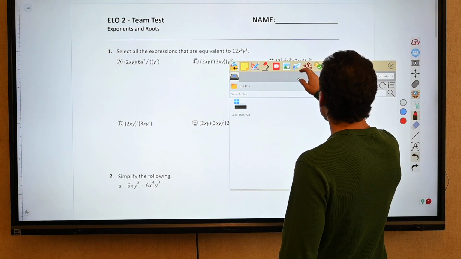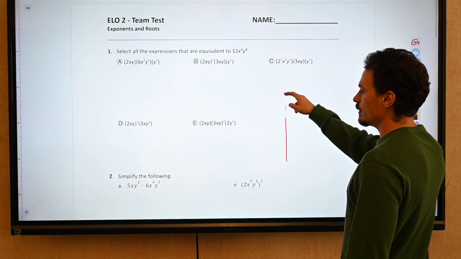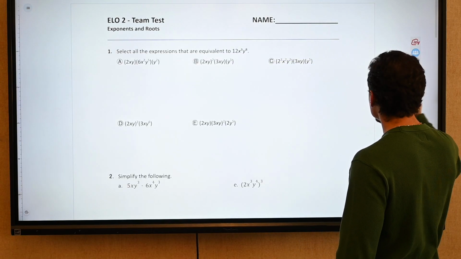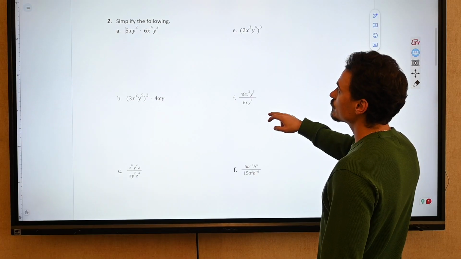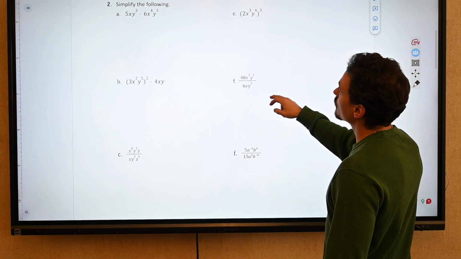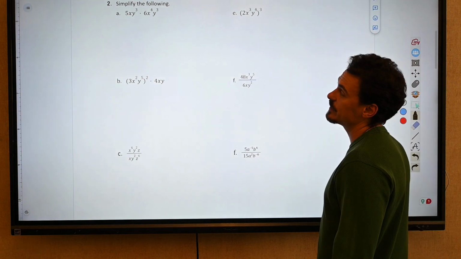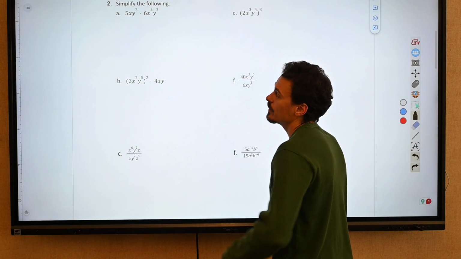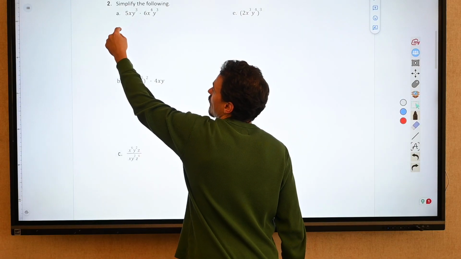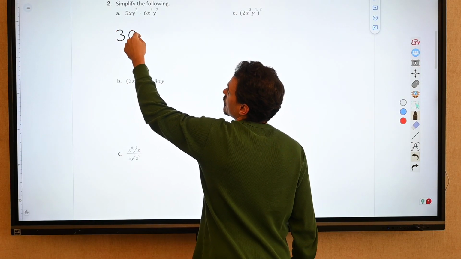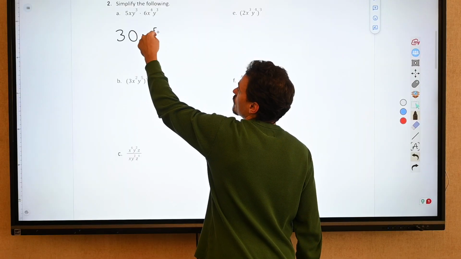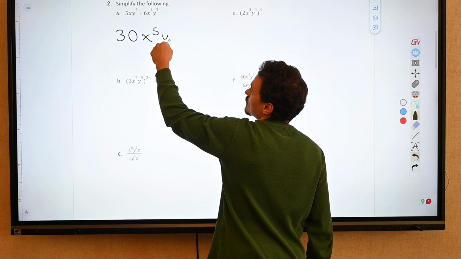Okay. Now let's get into talking about some of these questions. So number 2. Number 2 has 6 total questions. I'm going to go kind of fast here, so bear with me. I'm using the product rule. So 5 times 6 is 30, and then I have 5 x's in total, and I have 6 y's in total.